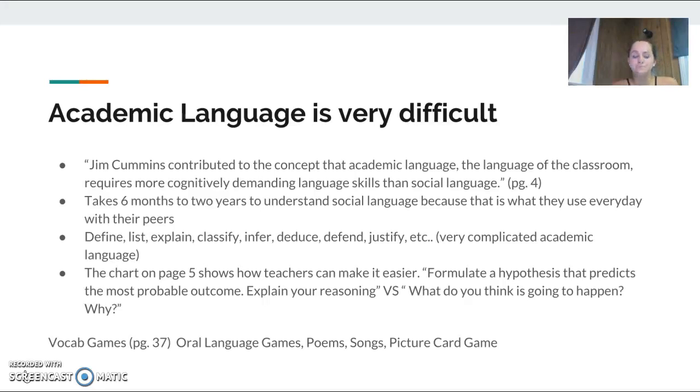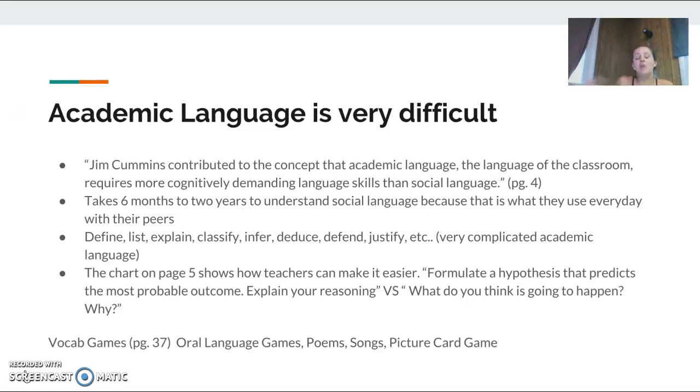So it is important. I had a chart on page 5 to explain how you can change your questioning. One was, formulate a hypothesis that predicts the most probable outcome. Explain your reasoning. That can be super difficult for an ELL learner to comprehend, rather than, what do you think is going to happen next, and explain why. These are things teachers can do to really help your English language learners in your classroom, and not just treat them as if they were new to English their whole life.